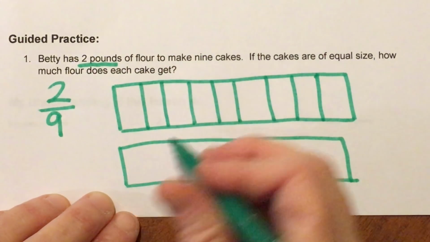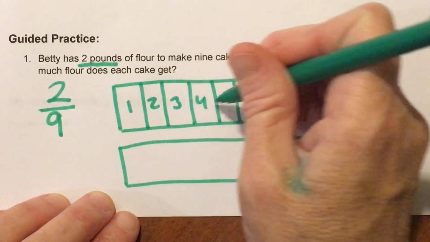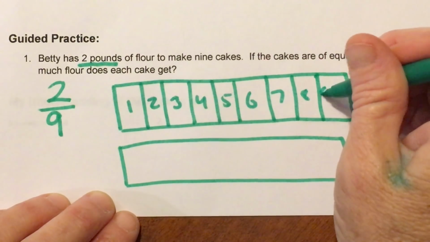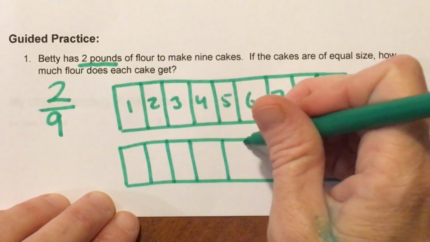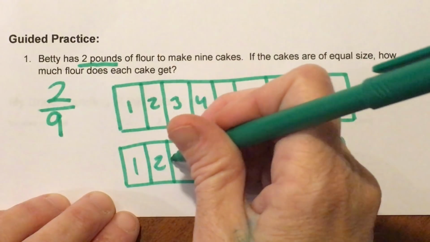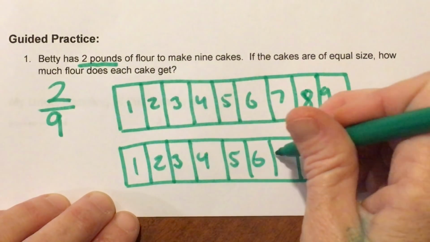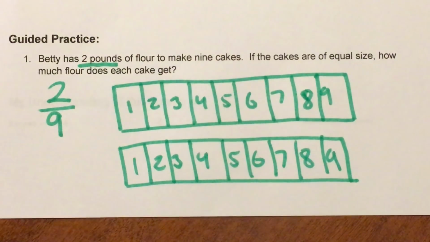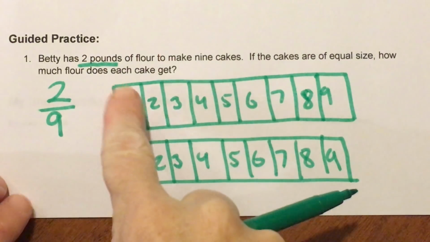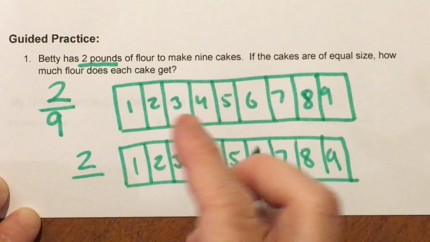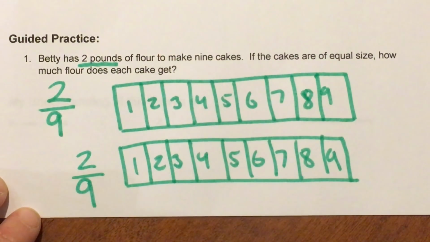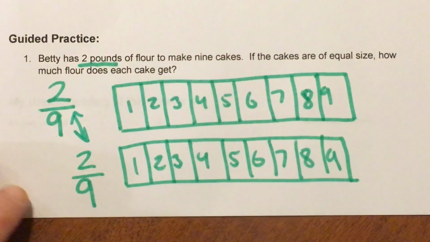I think for this one I'm just going to use numbers. So cake 1, 2, 3, 4, 5, 6, 7, 8, and 9. And then she's going to take her second pound of flour, and she's also going to divide that into probably her bowls to make her cakes. Okay, so if we ask how much flour is going in each cake, well, each cake's getting 2 pieces, and the pieces are 1/9 sizes. Notice what happened. We ended up with our same answer.